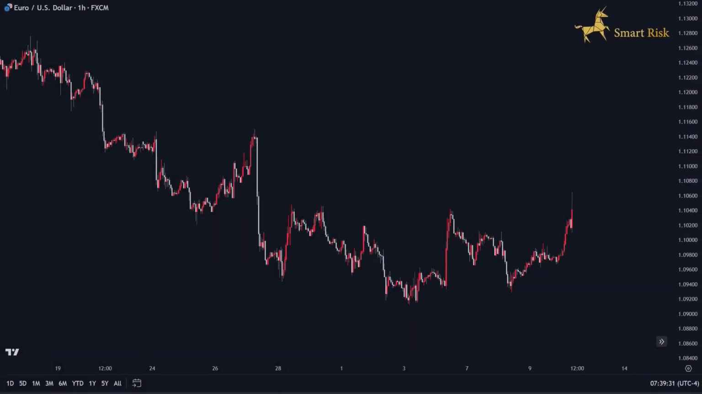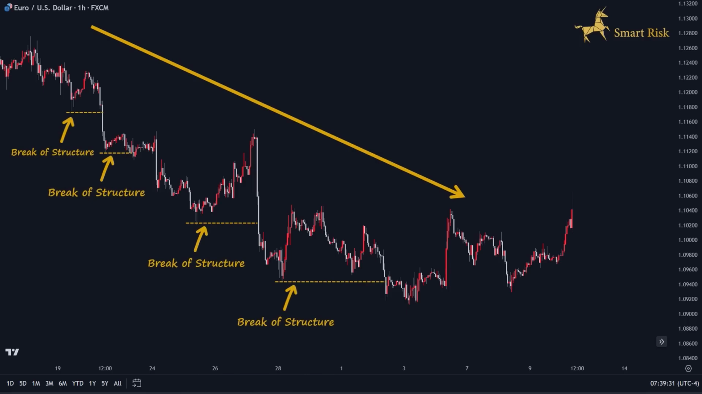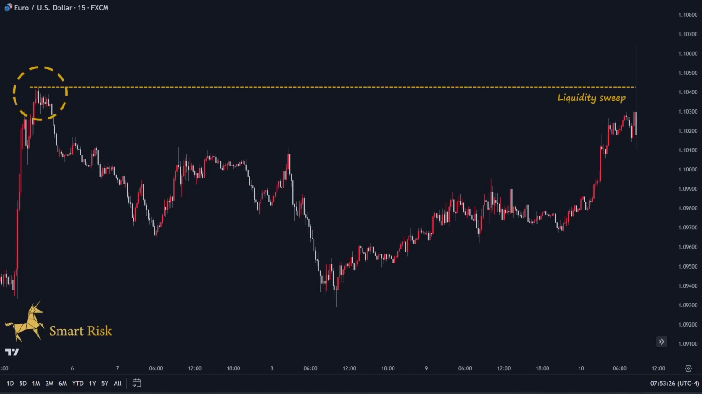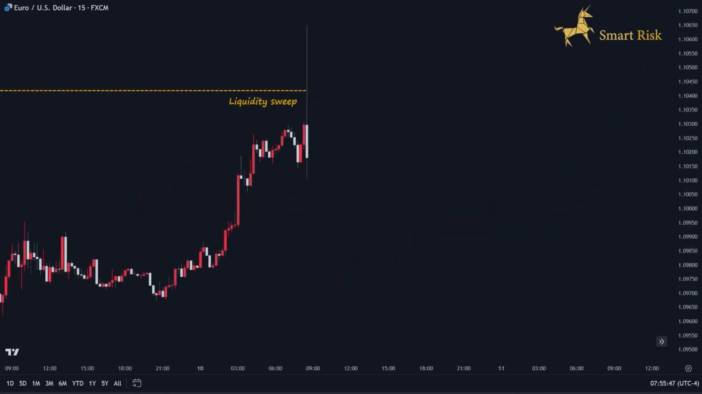Here we have the Euro-Dollar 1-hour time frame on the screen. As you can see, price is in a strong downtrend and also has created several breaks of structure to the downside. If we zoom into the 15-minute time frame, we can see that price sharply cleared the liquidity above this high with a long wick. Following this, the price immediately reversed and closed below the high's range, and created a valid bearish liquidity sweep pattern. So, we have identified a valid liquidity sweep pattern in the 15-minute time frame.